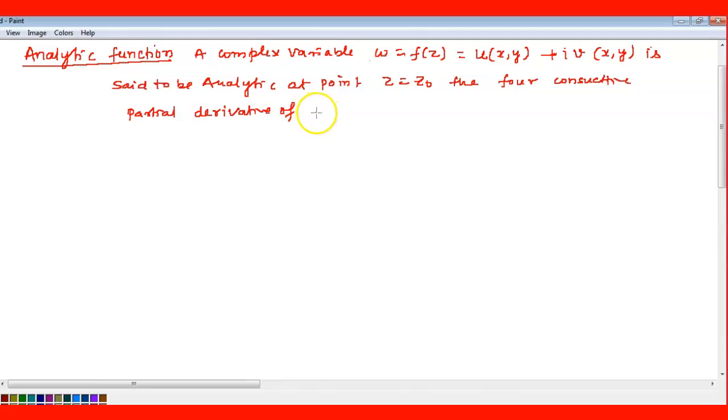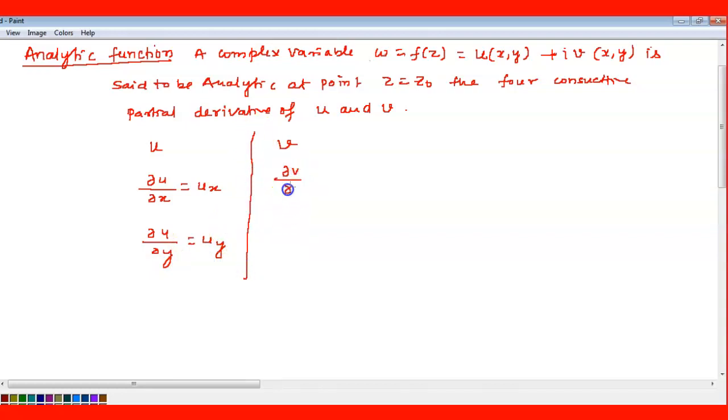of u and v, I will write it here. Consider u is given, you find it, and v you find it. In the analytic function f of z, you got u and v, where u is the real part and v is the imaginary part, right? This u, differentiate with respect to x partially, so we will get del u by del x, also represented as u of x. Also differentiate with respect to y, so del u by del y, also called u of y. Similarly you do for v also: del v by del x, that is v of x, and del v by del y, which is also called v of y, right?